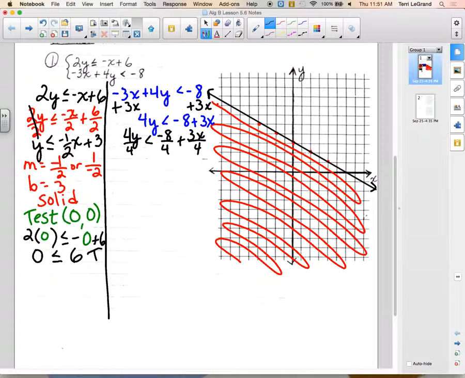Okay, now we have y by itself. Did we divide by a negative number? No. No, so the symbol's going to stay like it was. It's not going to change. Negative 8 divided by 4 is negative 2, plus 3x divided by 4, which is 3/4x. Okay, now you can go ahead and identify your slope and your y-intercept. Is your line going to be solid or dashed? Dashed.